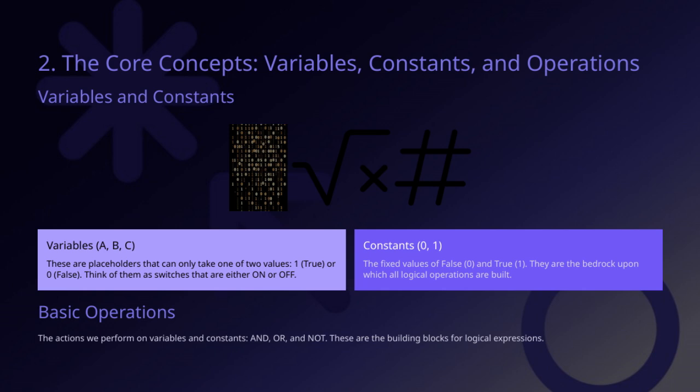These are placeholders for values that can change, unlike constants which stay the same. Both variables and constants are fundamental because they give us the flexibility to model real-world situations and build logical expressions that can be evaluated or manipulated. All these elements, variables, constants, and operations, form what we call the core concepts of logic. They are the foundation upon which everything else in logical reasoning and digital systems is built.